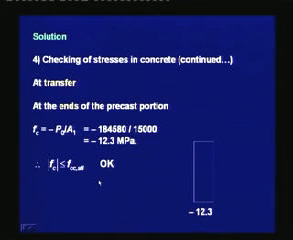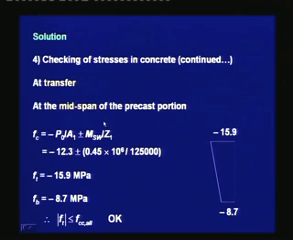transfer load case. At mid-span of the precast section, we are including the moment due to self-weight, and there also we find that the stress at the top, which is the higher value, 15.9, is less than the allowable value, and hence this stress profile is acceptable at transfer.